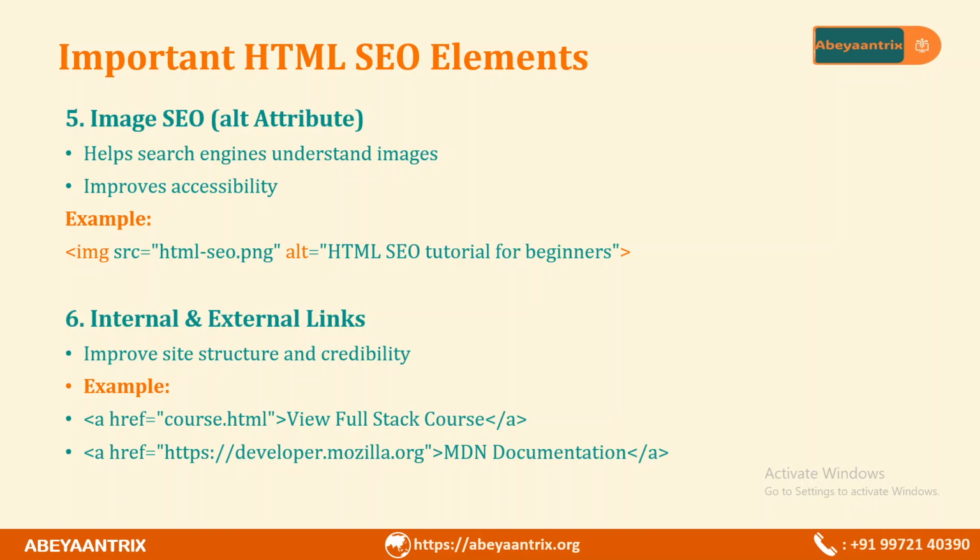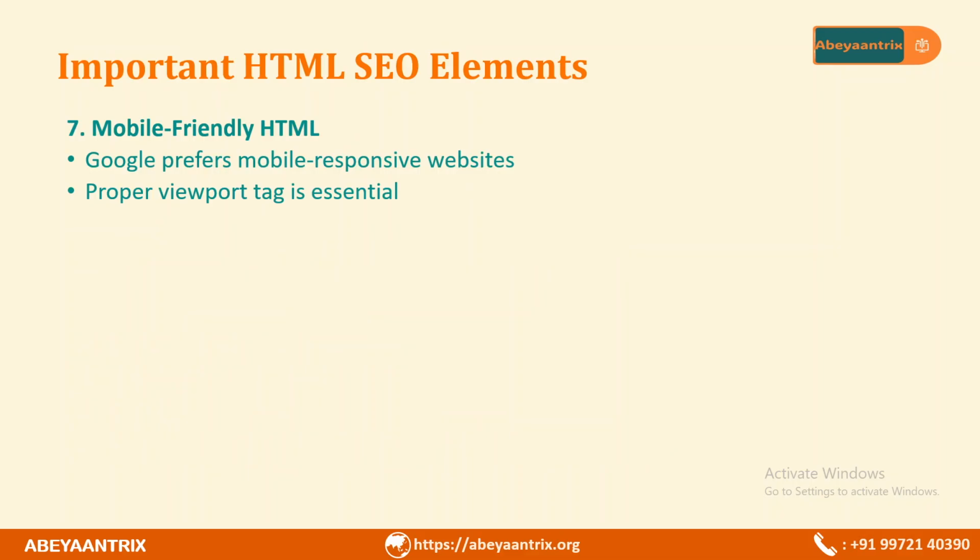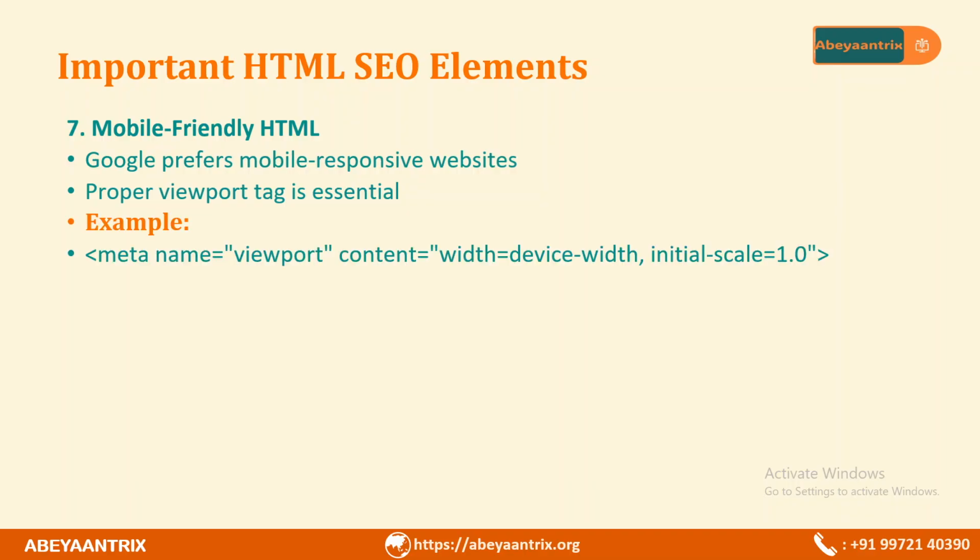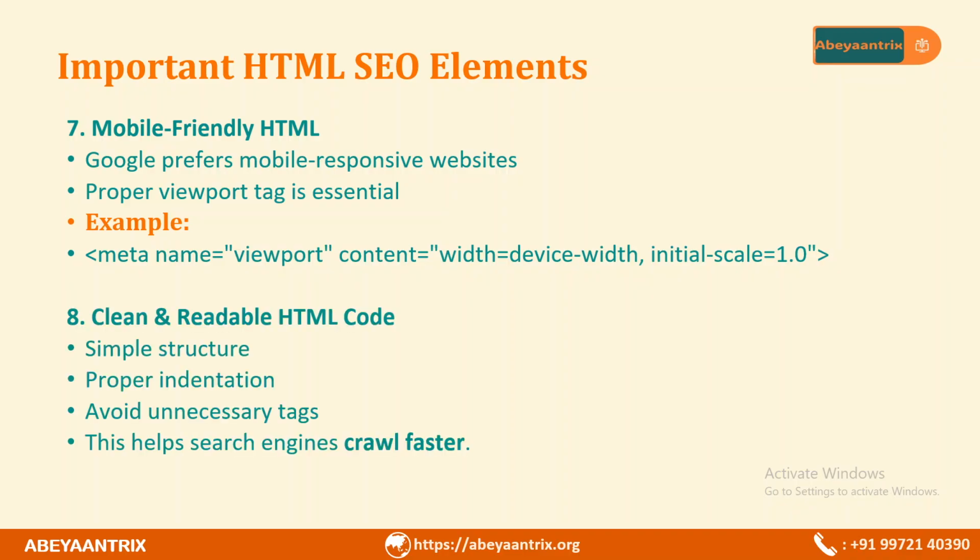Next, the main thing is mobile friendly design. Mobile responsiveness is very important. Organize the data in a mobile friendly way, and you can organize the tables properly, even forms also. For example, for responsive design, you can use the meta name viewport in your web page, which will give a mobile friendly responsive design. Next, always write a simple structure with proper indentation and avoid unnecessary text. These things help search engines crawl faster.